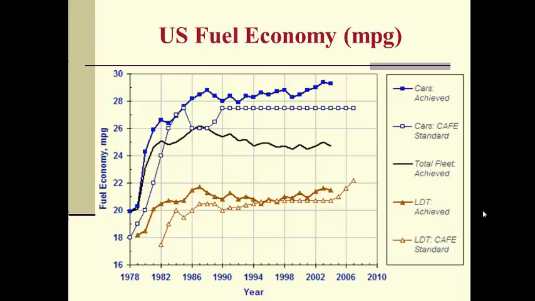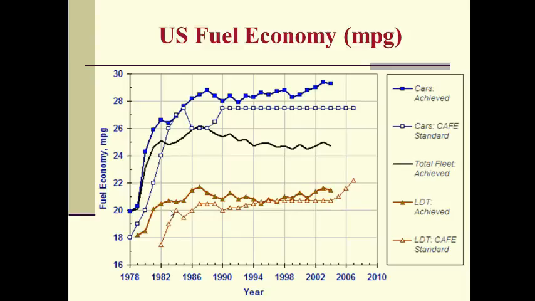Here is the result of the regulations. So let's begin by looking at this: the vertical axis is fuel economy in miles per gallon, and the horizontal axis is the year. The open orange triangles is the CAFE standard. The closed triangles are for light domestic trucks achieved. I should say that the open triangles are also for light domestic trucks. Notice that the achieved is just about everywhere larger than the CAFE standard, which is good. That means we're exceeding what the standard was.